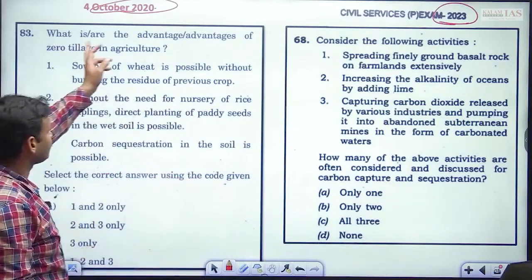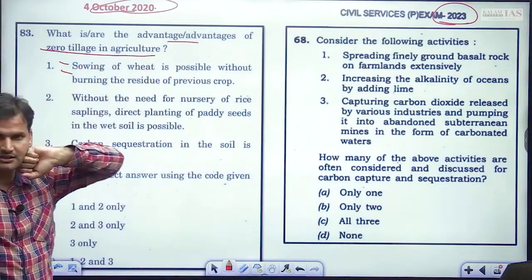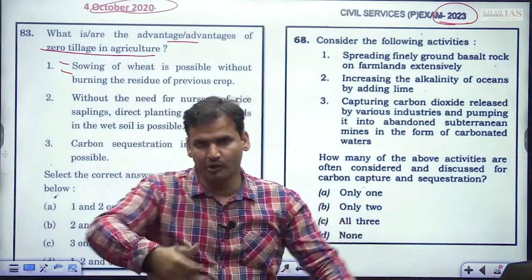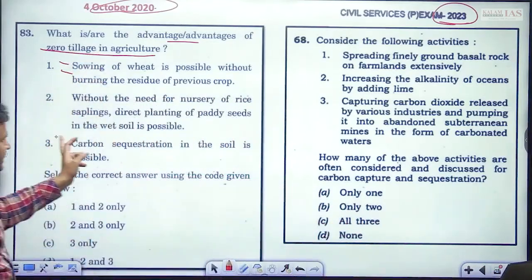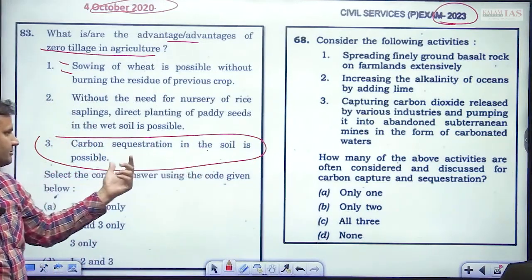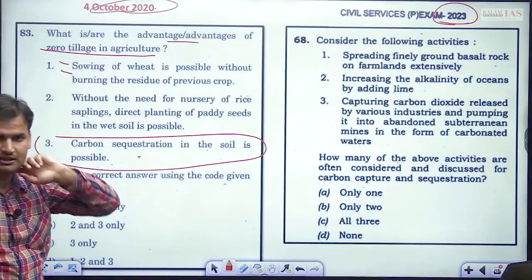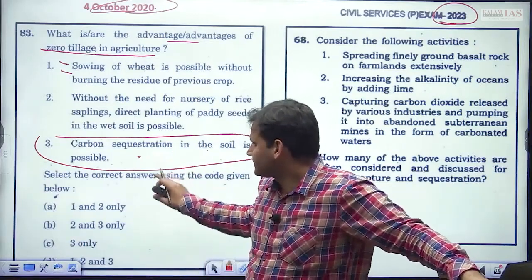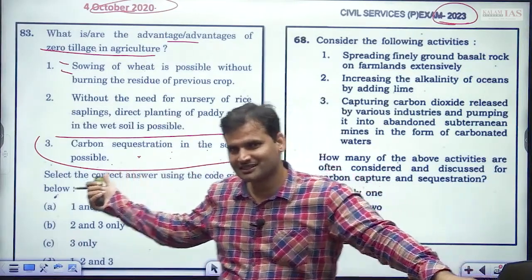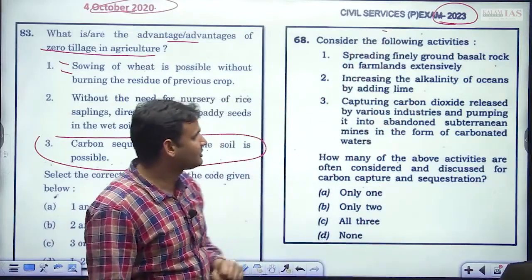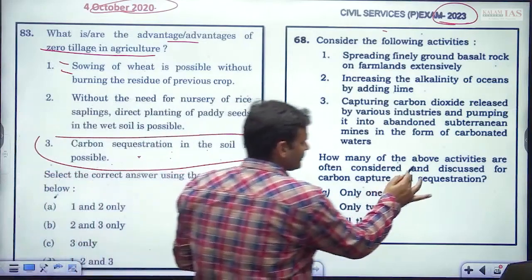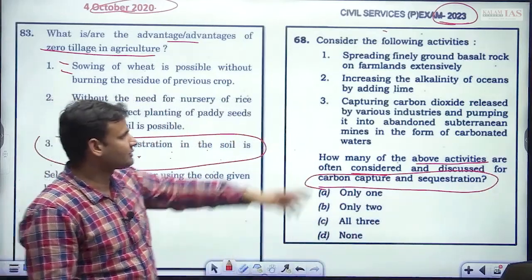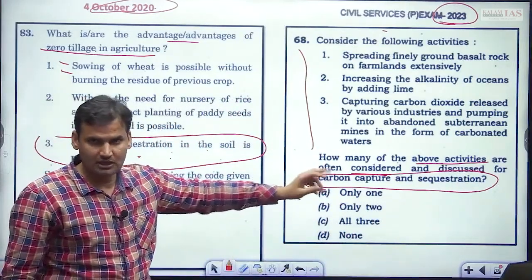Also, UPSC has asked the same topic in 2020 and in 2023 as well. So you can see what are the advantages of zero tillage in agriculture. What is tillage? Tillage in simple Hindi में, tillage means जुताई करना, right? To plow the field. So what are the advantages? और एक advantage आपको दिया है कि carbon sequestration is possible by following zero tillage, कि अगर हम खेत में if we don't till the land, so it can lead to carbon sequestration. Is this true, is this false? We have already discussed the same, right? And 2023, इसी साल के prelims में what was the question that was asked? How many of the above activities are often considered and discussed for carbon capture and sequestration?